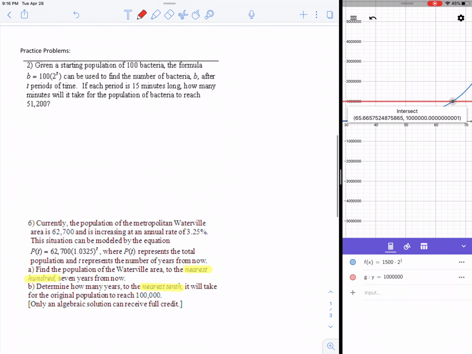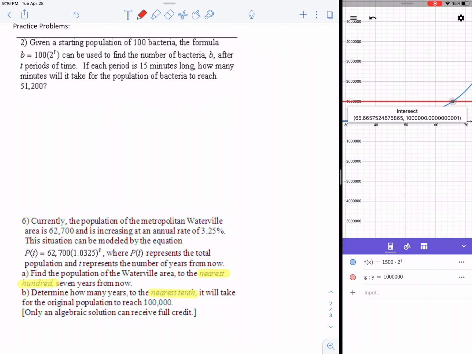Okay, number 2. The numbers are all messed up. I just picked the ones I wanted to use. Given a starting population of 100 bacteria, the formula, so they plugged it in again. They put that original population of 100, they put the doubling in there as the base. But here they tell you that T is periods of time. If each period of time is 15 minutes, so this part we're going to have to use at the end to answer the question. How many minutes will it take for the population to reach 51,200?